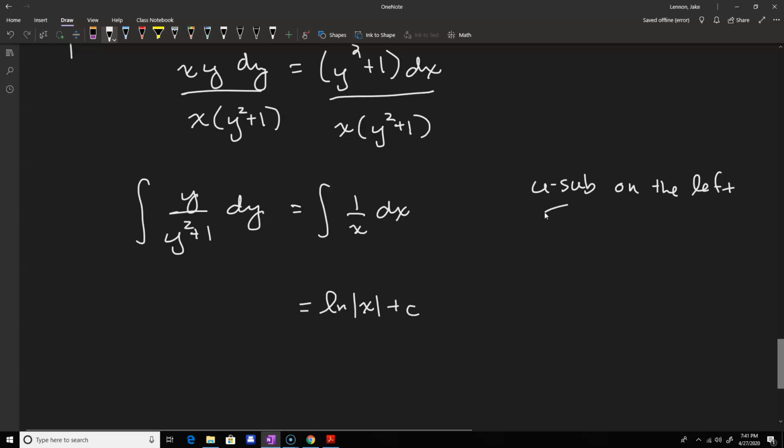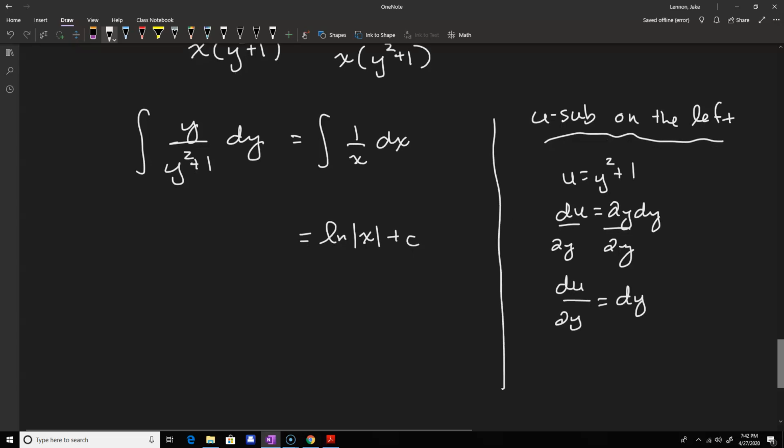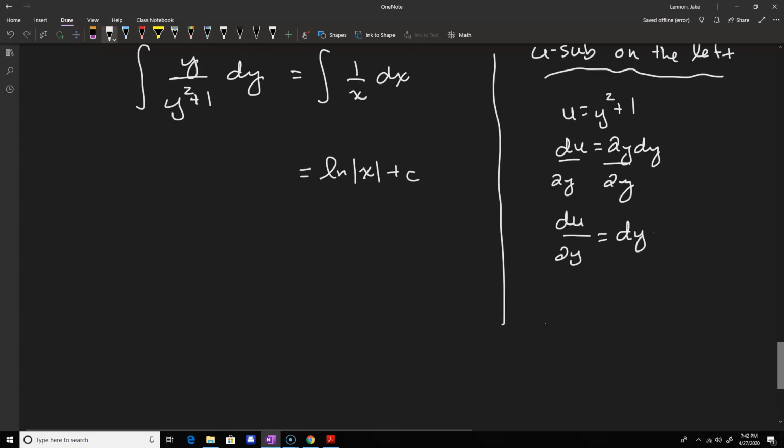So the u-substitution on the left, we can do that over here. Basically, we end up with u is the denominator, y squared plus 1. So du is going to be 2y dy. So divide by 2y. We end up with du over 2y is equal to dy. So then we can change our integral. So our integral on the left is going to be the integral of y over u times du over 2y. So this is how our y's drop out.